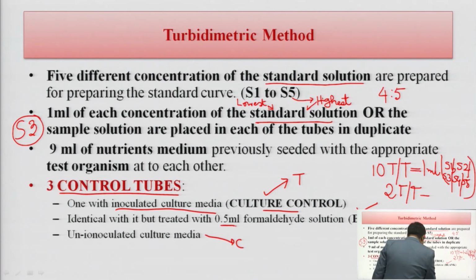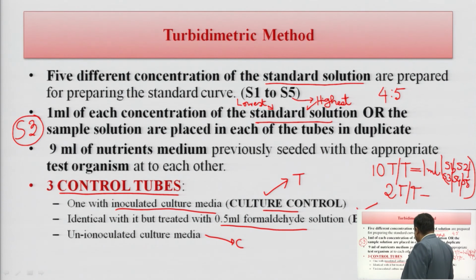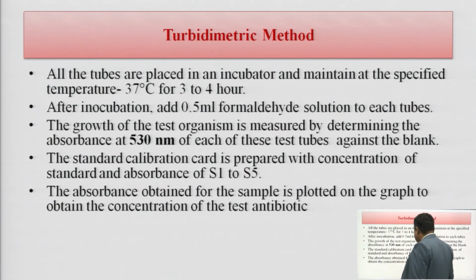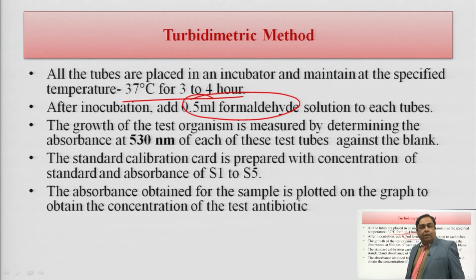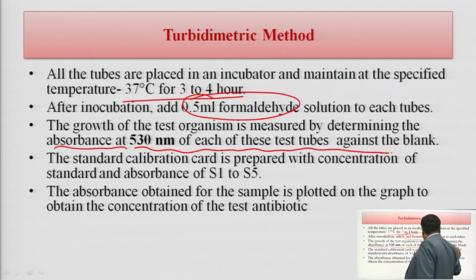and we are adding 0.5 ml formaldehyde solution as a blank, so that this formaldehyde will arrest any further growth of bacteria. Then all these test tubes are placed in an incubator at 37 degrees for 3 to 4 hours, where we are adding 0.5 ml formaldehyde solution to prevent the growth. Then you measure the absorbance at 530 nanometer for each of the test tubes, keeping a blank.